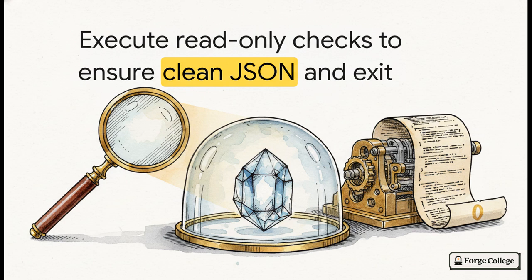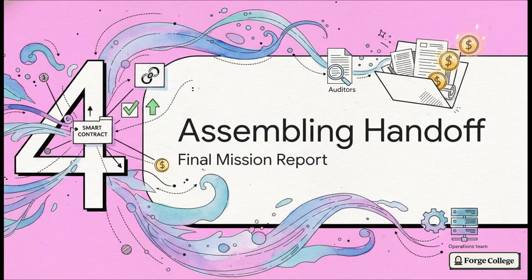By the way, in the various programs and courses at Forge College, we heavily emphasize this exact step. Why? Because it teaches developers how to minimize blast radius. You keep these checks strictly read-only and low risk, so you're just verifying the state without any chance of accidentally altering it. Moving on to Section 4, assembling the handoff package.